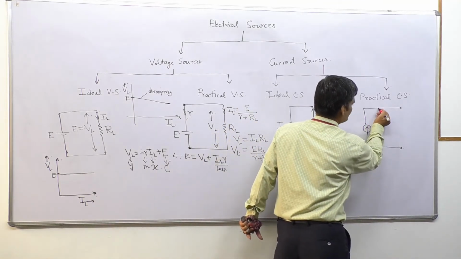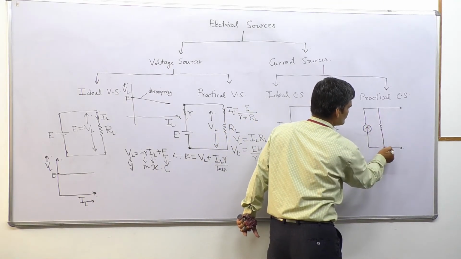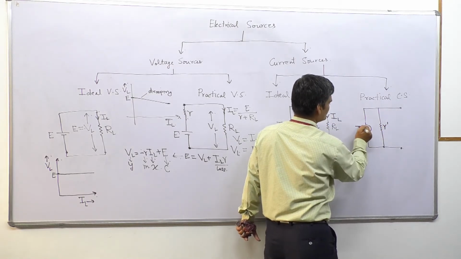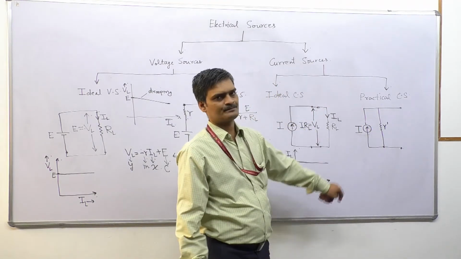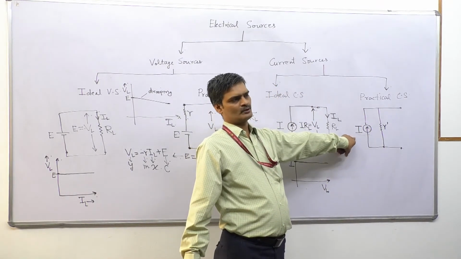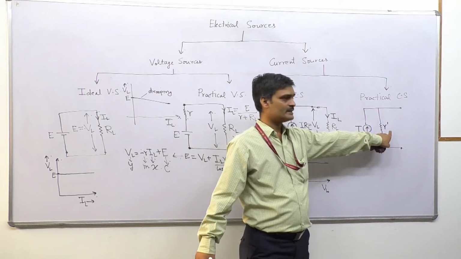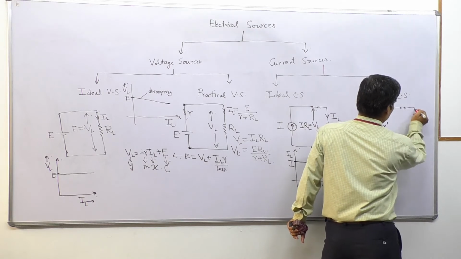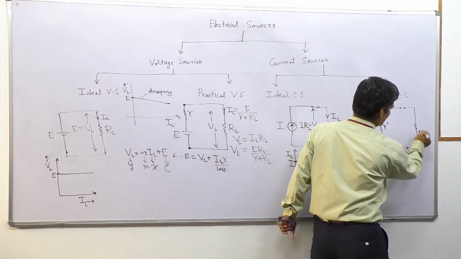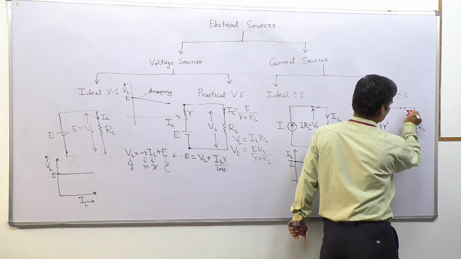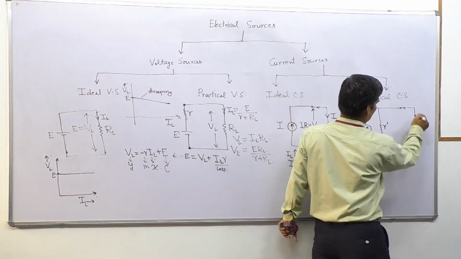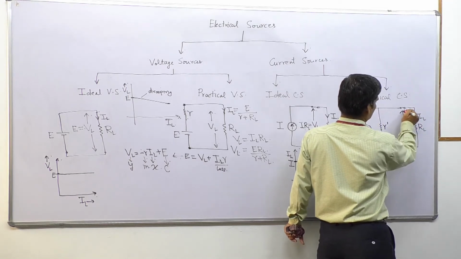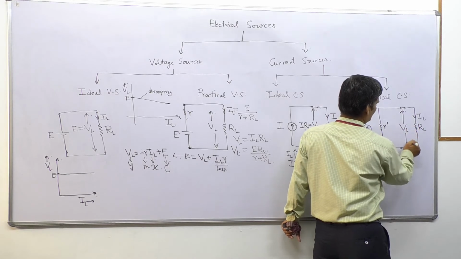So this makes a practical current source. This is a practical current source. The value of the source is I. The value of the internal resistance of the source is R dash. And as usual, connect it with the load resistance RL. The current flowing in the load resistance is IL. The voltage appearing across the load is VL.